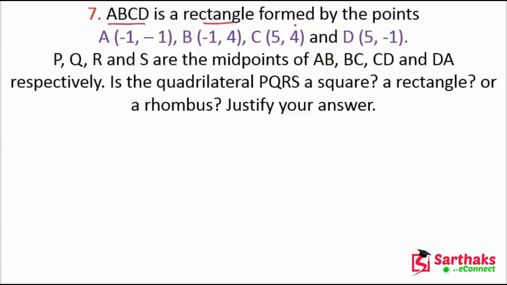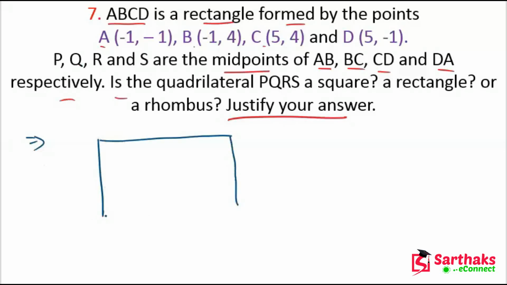ABCD is a rectangle formed by the points A, B, C and D. P, Q, R and S are the midpoints of AB, BC, CD, DA respectively. Is the quadrilateral PQRS a square, a rectangle or a rhombus? Justify your answer. Okay, so we have a rectangle like this.